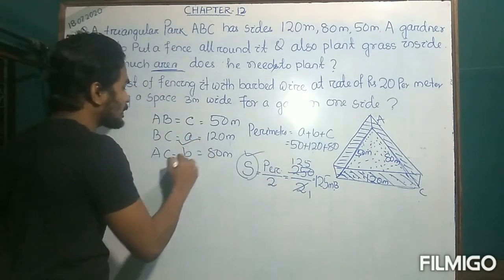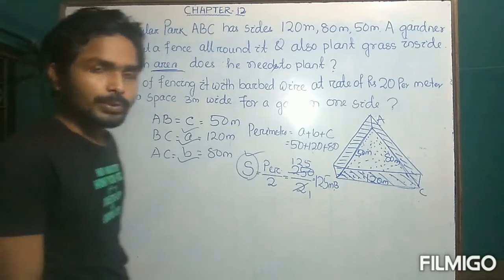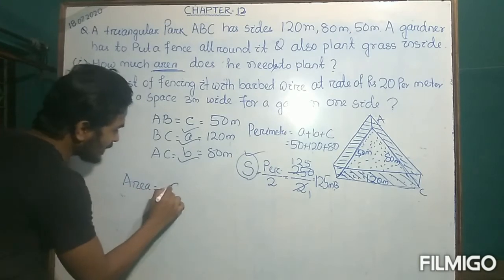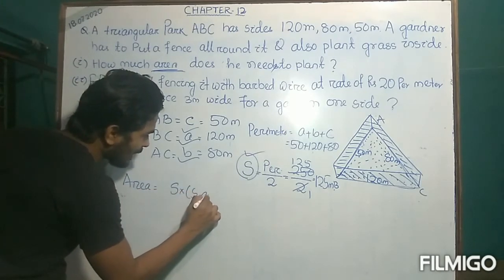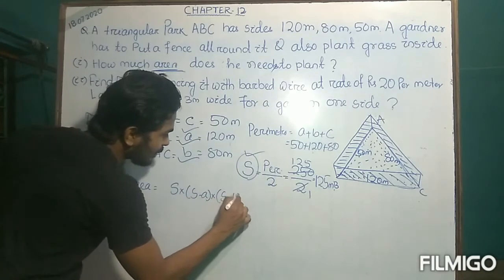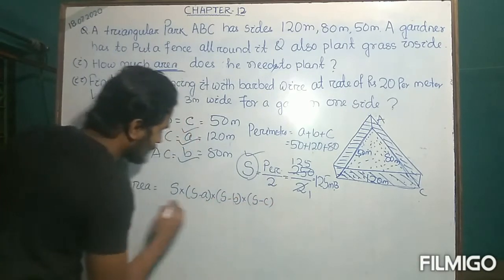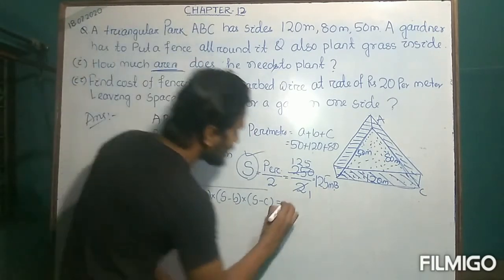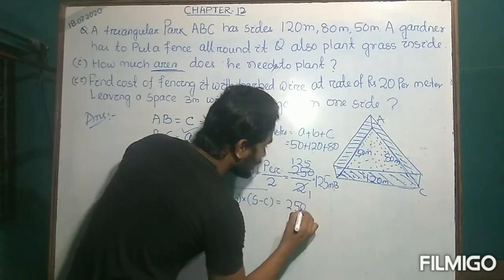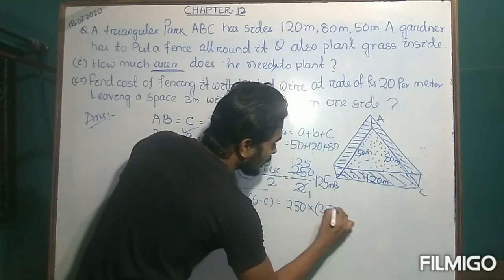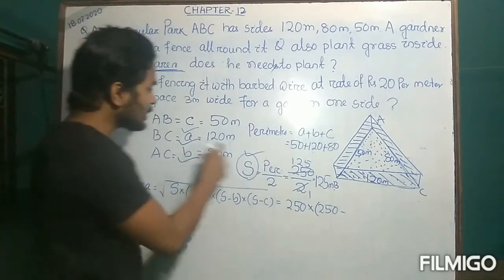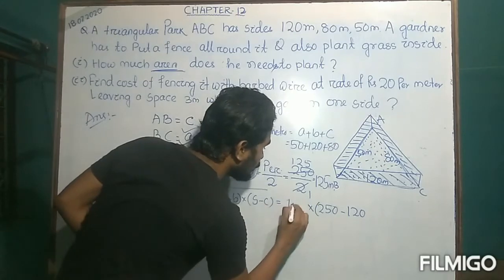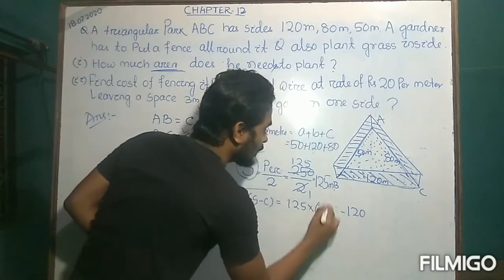We have small a, small b and small c. Now we can use the area formula. The area formula is the square root of s into s minus a into s minus b into s minus c. So s is, I'm sorry, s is 125, not 250. This is 125.